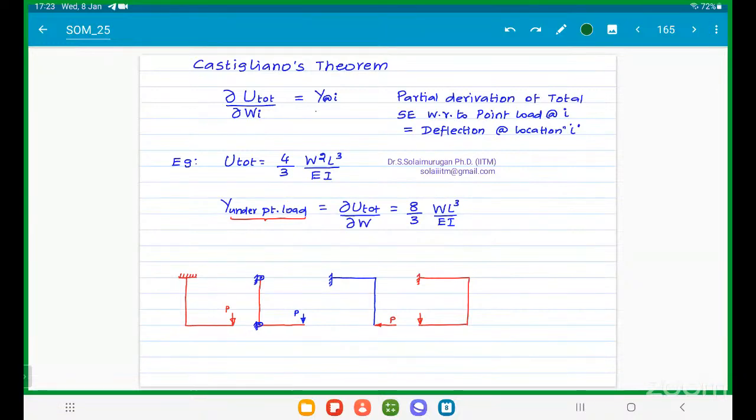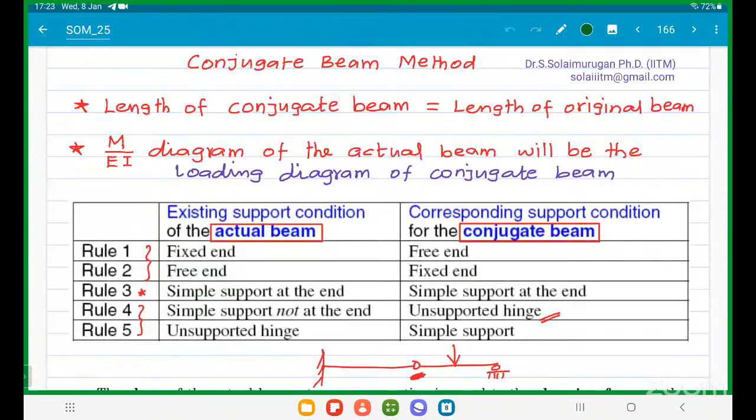So far, what are the deflection and slope methods we have studied? Sir, direct formula for 5 standard cases. Correct. Then moment area method for 5 standard cases, completed, sir. Then reciprocal theorem, Maxwell-Betti reciprocal theorem, completed, sir. Castigliano's theorem, completed, sir. So the last one is the conjugate beam method.